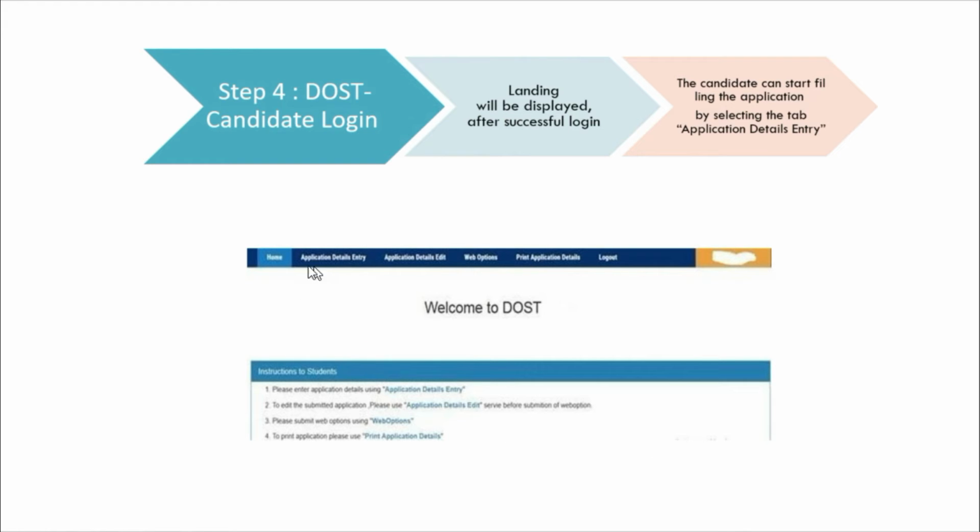It will have home, application details, and then application details to edit. Once you have filled the details, you can also edit the details. So we have all the different options. The first thing is your home, application details entry, application details edit, and then we have web options, print the application details, and we have an option called logout. So this is the menu which you get once you log in to your DOST ID.